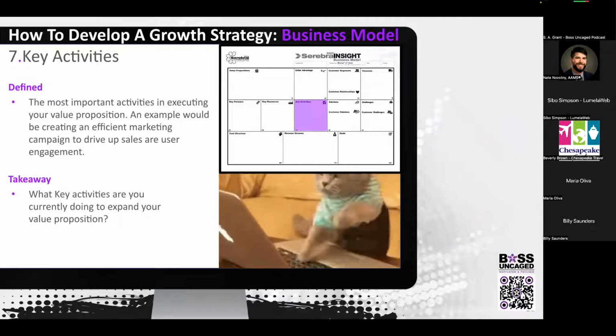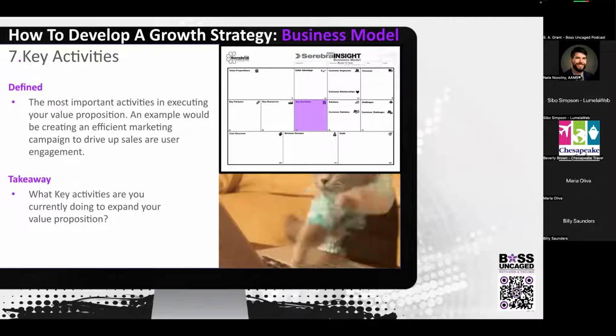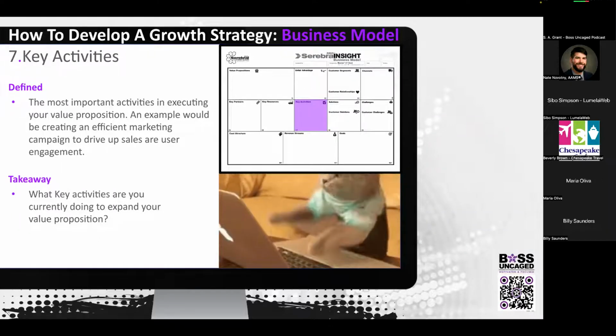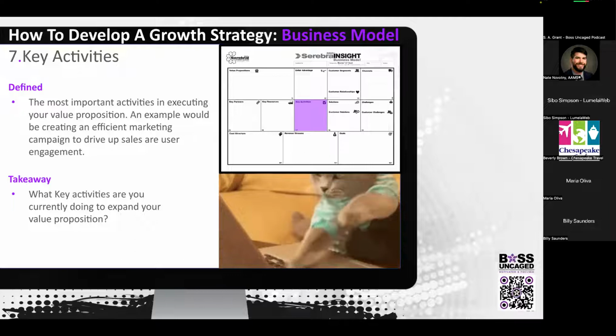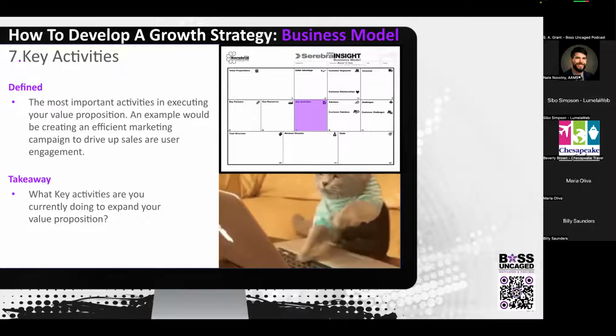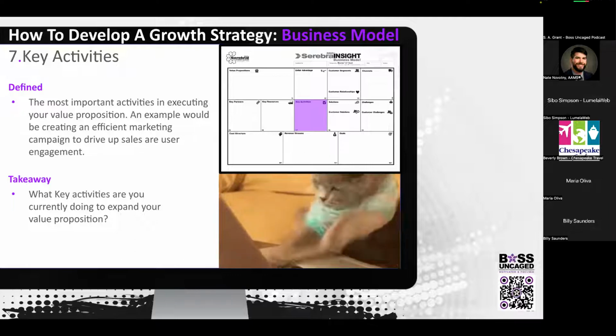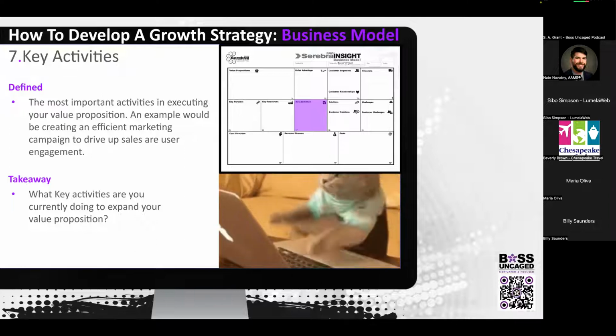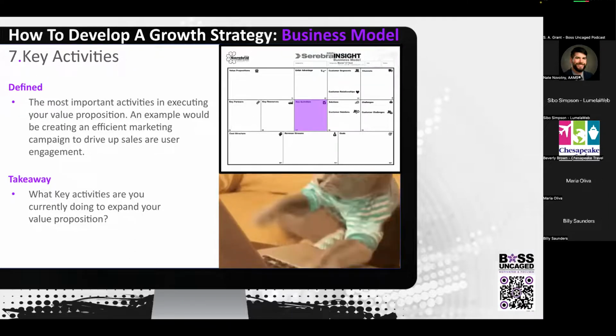Seven, key activities. Now, key activities is something that, obviously, if you're a LinkedIn specialist, you're always writing content. If you're a roofer, you're always working with your team to fix the roof, or a plumber. Those are your key activities, things that you need to do day to day, and without doing them, you would not get paid, right?